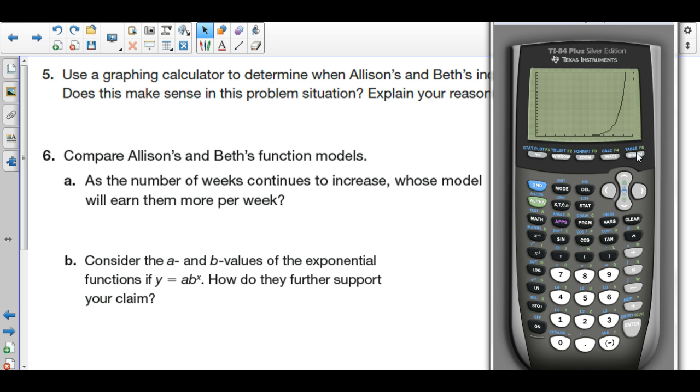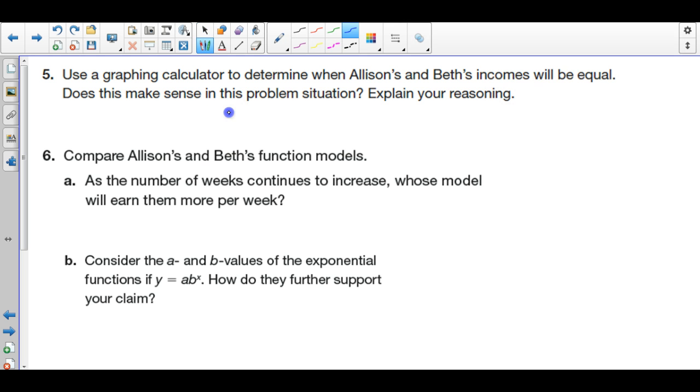There's one of them. Bam. Okay, so it looks like I hit the intersection on here. So what we want to do is go to second and trace, and go down to the 5th option, which is intersect. Then you're going to hit enter a few times, and it'll calculate the intersection all the way up there. There it is. So it wants to know how long it'll take, which would be our x value. So it'd take 18.41 weeks, and then that dollar amount would be $1,750. So 18.41 weeks would be our answer.